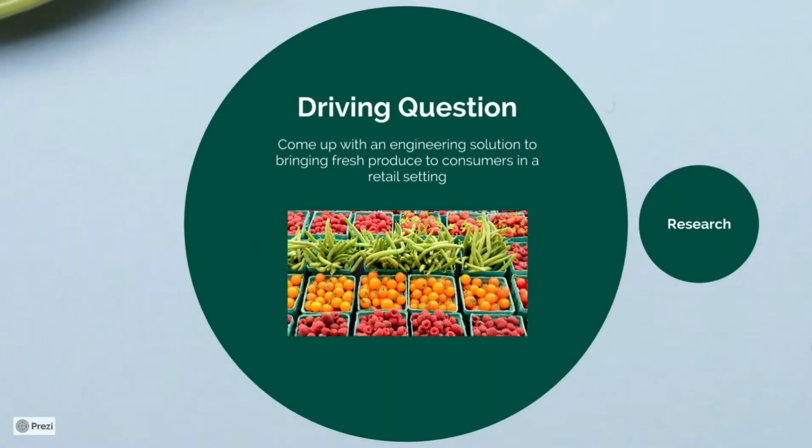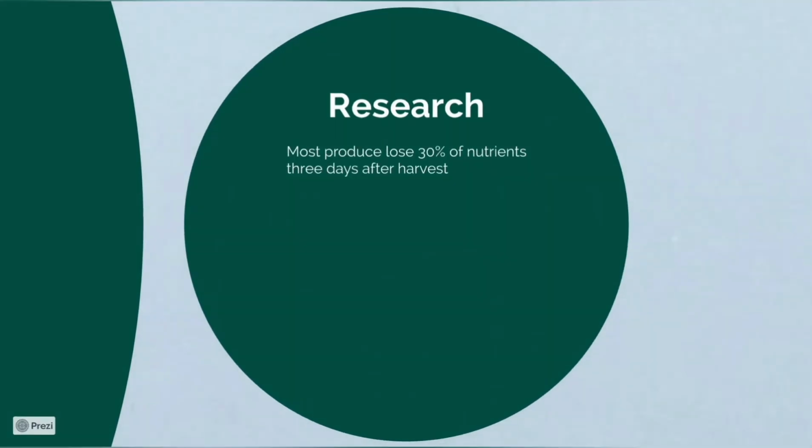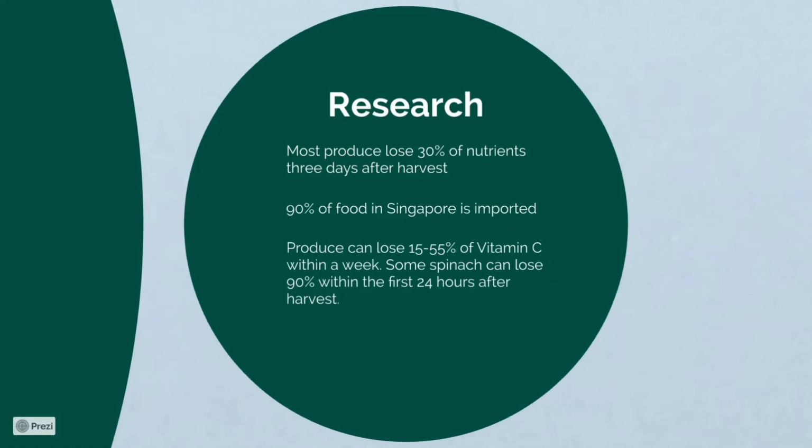Before coming up with ideas, we did some research on produce. We found out that most produce lose 30% of nutrients 3 days after harvest. With 90% of food in Singapore being imported, it will be hard to maintain the freshness of produce during their transportation. University of California studies show that produce can lose 15 to 55% of vitamin C, for instance, within a week. Some spinach can lose 90% within the first 24 hours after harvest.